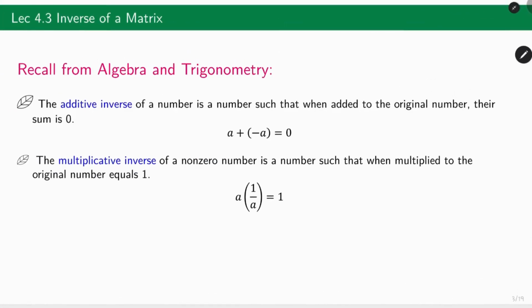Recall from algebra and trigonometry, the additive inverse of a number is a number such that when added to the original number, their sum is 0. Meaning to say, this is the negative counterpart of the number. A plus negative a results to 0. Whereas the multiplicative inverse of a non-zero number is a number such that when multiplied to the original number equals 1. This is the reciprocal of a non-zero number, the multiplicative inverse. A times 1 over a is equal to 1.